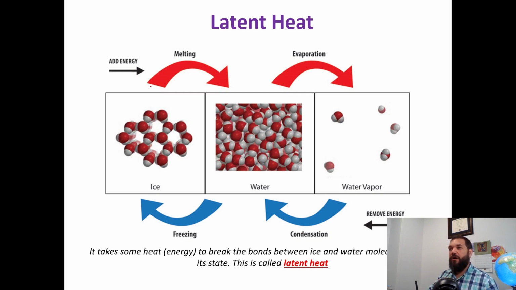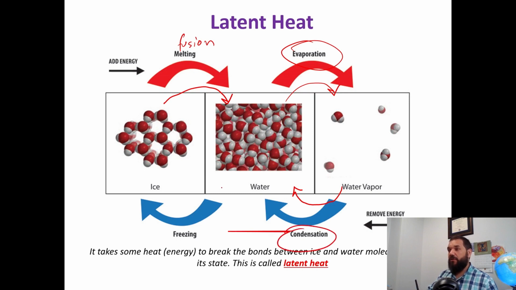Okay. So first of all, let's learn a little bit of terminology here. When ice goes to the water phase, that's called melting. Sometimes that's called fusion. It's another term for it. When water goes to the vapor phase, that's called evaporation. When water vapor goes to the water phase, from a gas to a liquid, like forming dew droplets, that's called condensation. And when you go from water to ice, of course, that's called freezing.